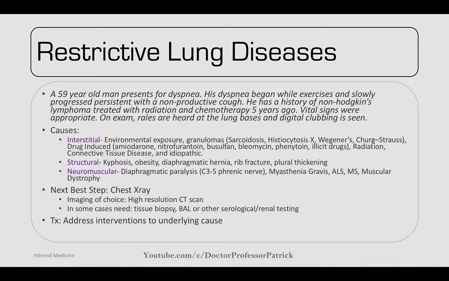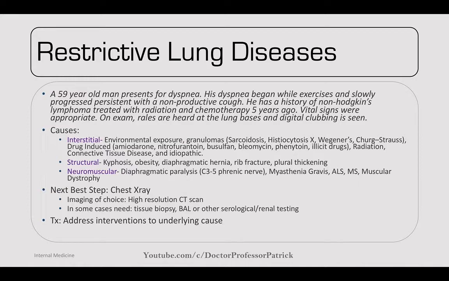Increased obesity can't fill up the lungs. And diaphragmatic hernias, rib fractures, and pleural thickening. And then there's also neuromuscular causes of restrictive lung diseases. So if you have a diaphragmatic paralysis from the phrenic nerve, if you've got myasthenia gravis, where you're unable to use the diaphragm to effectively fill the lungs, ALS, MS, and muscular dystrophy are all causes.